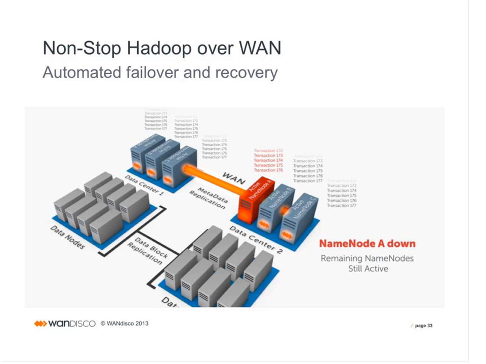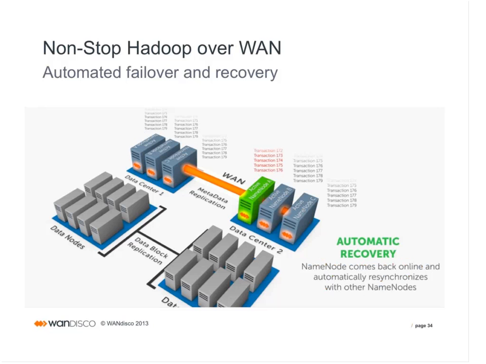in the same sequence. Let's say for the moment that name node A is down. All the other name nodes in the two data centers continue to operate. Name node A, of course, is stuck in transaction 176. After a while, the network fixes itself or something happens, the name node comes back to life, and automatic recovery takes place. It stays in read-only mode or stays offline till it catches up with all the transactions, and then when it does, it starts providing service to clients.